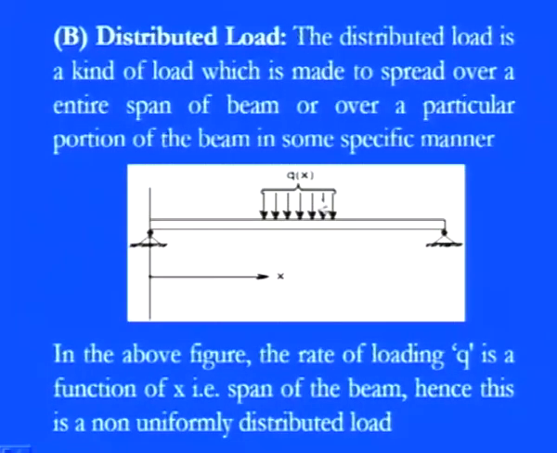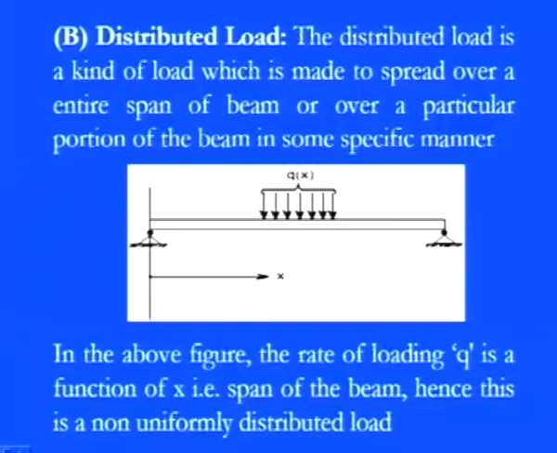The distributed load is a kind of load which is made to spread over an entire span of a beam, or over a particular portion of a beam in a specific manner. In the previous part we saw that only concentrated loads were there, where the effective area was very, very small. But here we want to spread this load across the length of the beam, so that that particular area is affected by that much load.